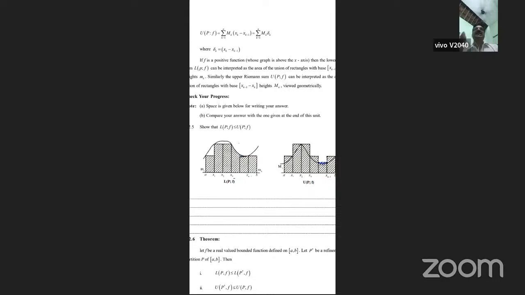Kth subinterval of the length. That value is s_k minus 1. Okay, students, there are two types of Riemann sums. Still you have to explain here. And according to the Riemann sums, now one of the important results is there. There are so many theorems.